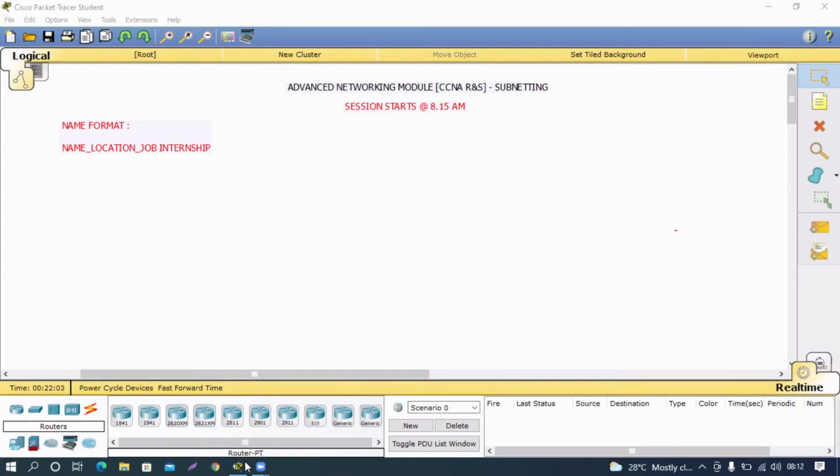Sir, are you asking for network bits or host bits? One means network. So how many ones are there in /22? 22, sir. And how many host bits? 10 host bits are there.